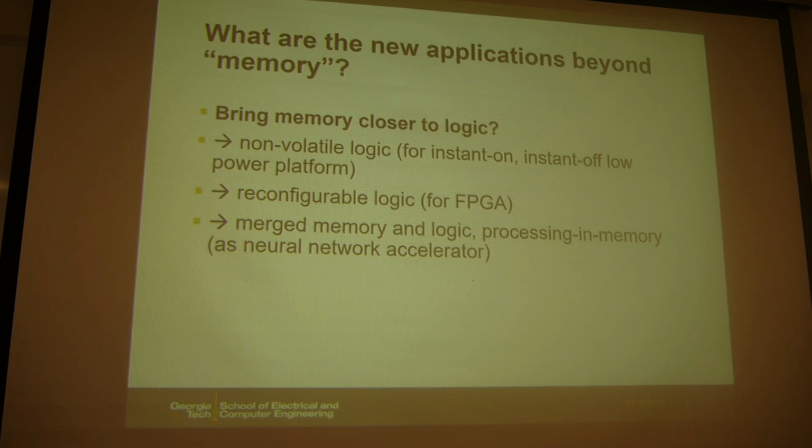And the second one is the reconfigurable logic, or for the FPGA, right? So you need to reconfigure your logic, and then you can use the memory to reconfigure your logic function. And the last one is to try to merge the memory and the logic, or do this processing in memory. And this is very useful for the neural network or machine learning acceleration. And we are going to have a separate lecture on this, maybe next class. So let's look at the first two in today's lecture.